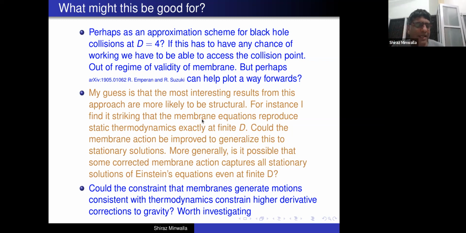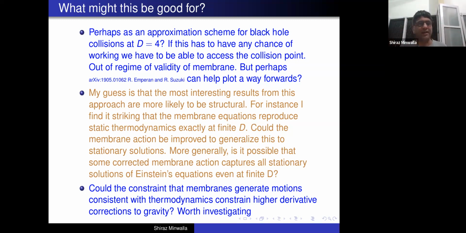Something I've tried hard with my student Shuman, who's on this call, I think. We never managed to succeed, but maybe one day we will, is to try to improve these membrane equations so that they correctly reproduce something I didn't tell you about. I told you that static solutions of these membrane equations reproduce static solutions of Einstein's gravity exactly even at finite D. You could ask, does the same thing happen for stationary solutions? The Kerr kind of solutions that Dan was asking about at some point. And there, unfortunately, the answer is no.